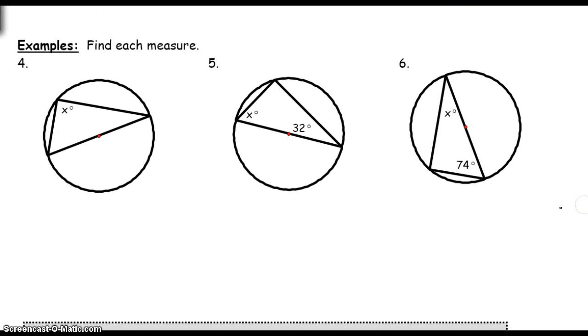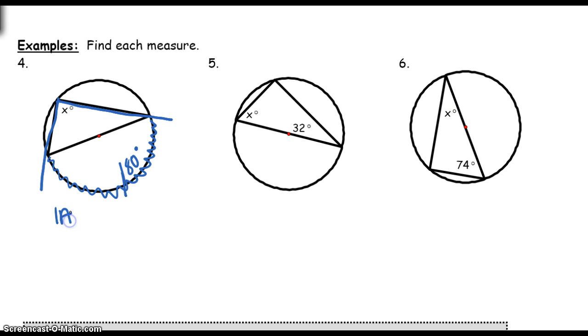On the next page, it says find each measure. So let's look at number 4. On number 4, we have this big old mouth right here. Now, notice what it's eating. It's eating this, right? This is the whole thing that it's eating. How would you describe that? Isn't that half the circle? Well, what's half of a circle? 180 degrees. So this is going to be 180 degrees right here.